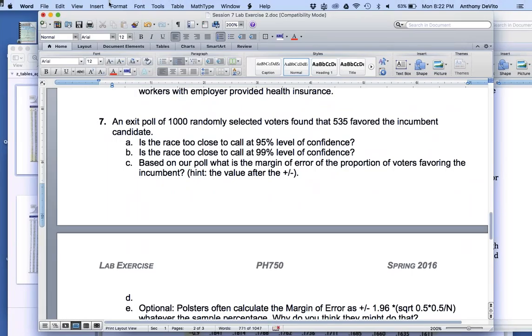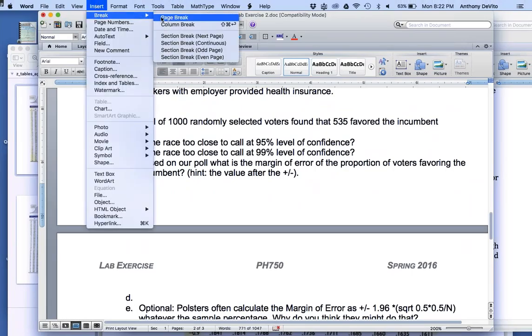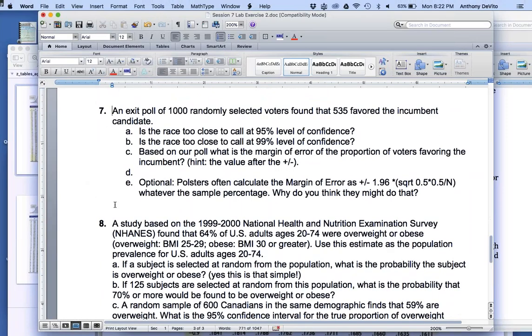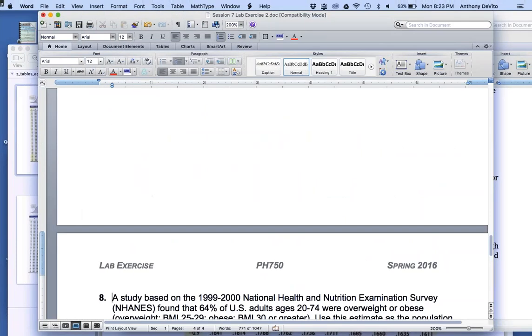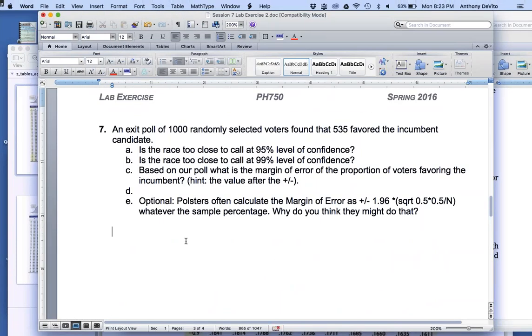I'm going to insert a page break here, so I've got a little bit more room to work with. Right, 535 out of 1,000. What's the probability any individual in there is going to vote for that candidate? Oh, I can't get this to stop numbering things. Here we go. I hate when it auto numbers. Okay, I'm not going to worry about that.